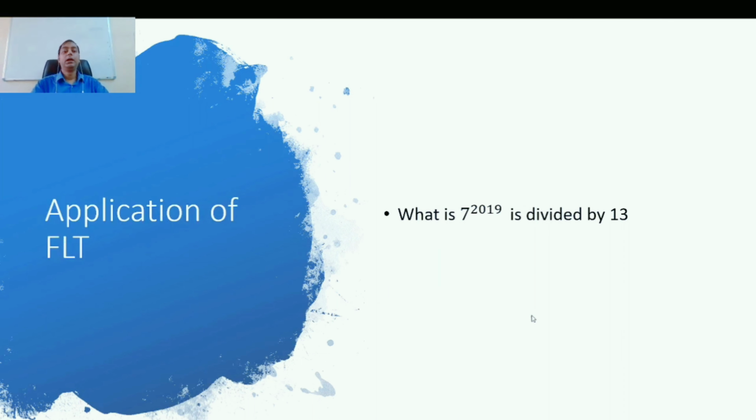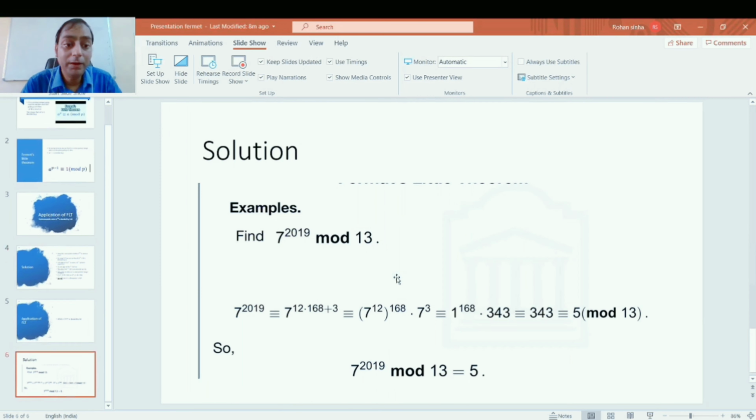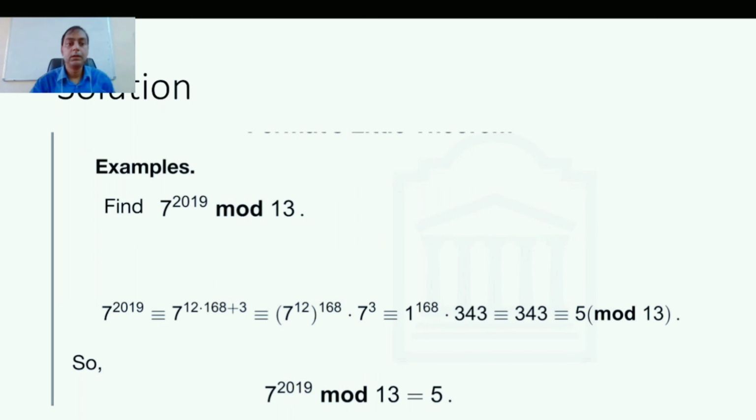Now again, this is a very interesting question. What is the remainder when 7 raised to 2019 is divided by 30? Now, we are going to apply FLT also here to solve this problem. Now, what about 7 raised to 2019? Now, 7 raised to 2019, we are going to divide by 13.